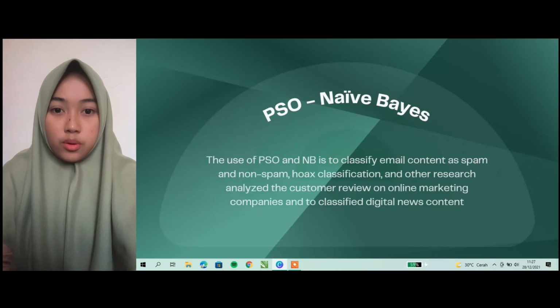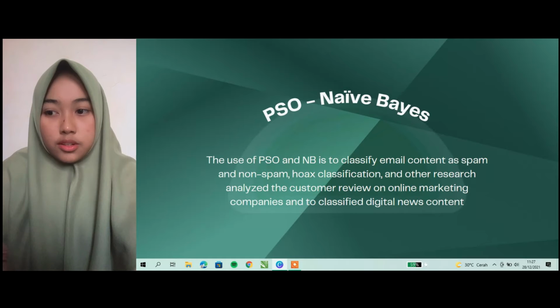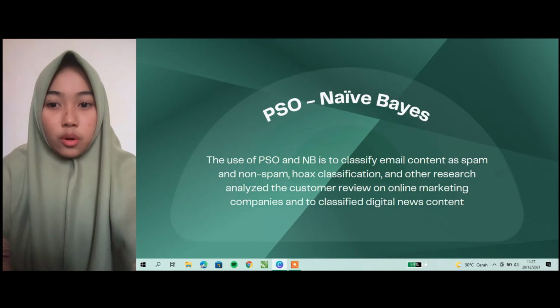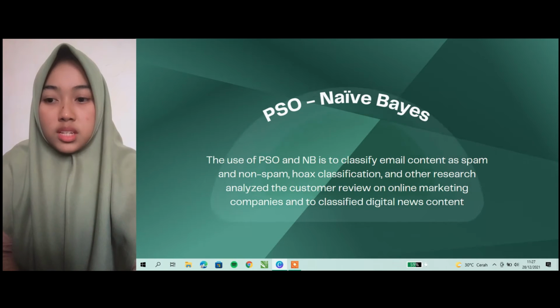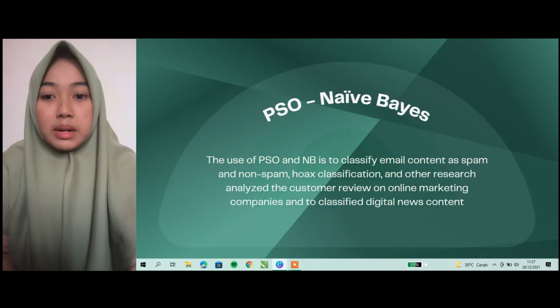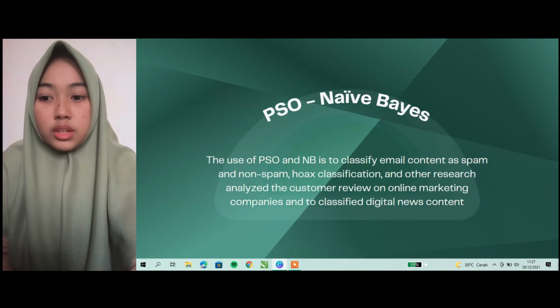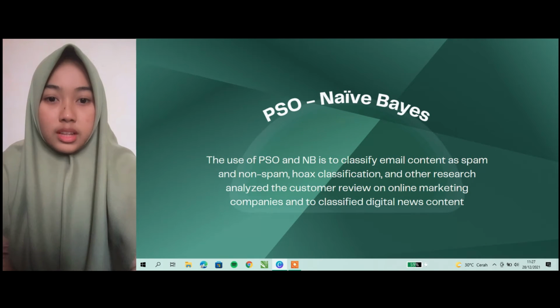How is PSO Naive Bayes used? The use of PSO and NB is to classify email content as spam and non-spam, hoax classification, and other research such as analysis of customer reviews on online marketing companies and classifying digital news content.